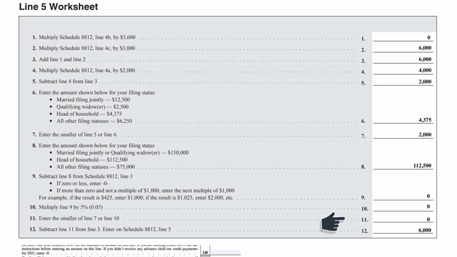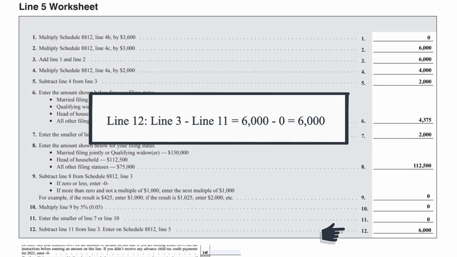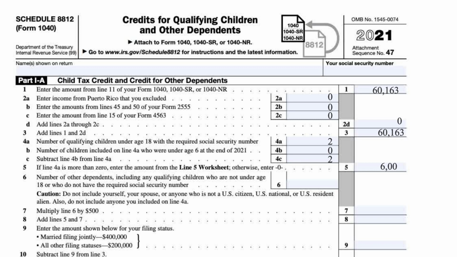On line 11, we will enter the smaller of line 7 or line 10, which would be 0 from line 10 here. On line 12, line 11 is then subtracted from line 3, equaling 6,000, and this amount is entered on line 5 of Schedule 8812. So we go back to Schedule 8812, enter the amount of 6,000 on line 5, and then we will move on to line 6.